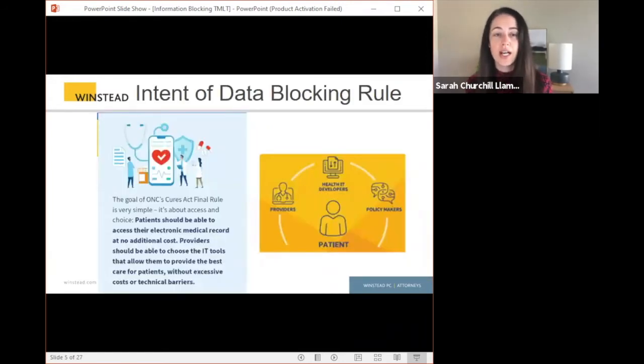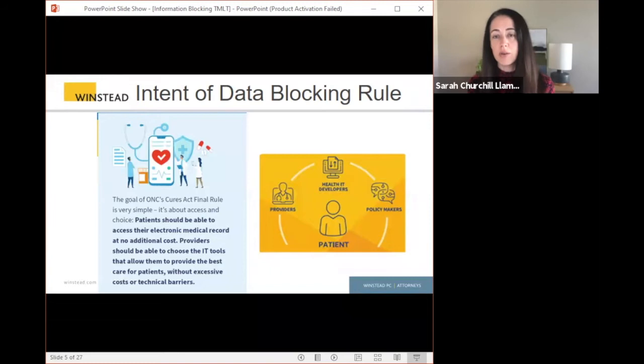So just to start out, what was the intent of the data blocking rule? I think, for years, we had rules under HIPAA that said that the patient needed to be able to have access to their records. And the ONC definitely came down with some pretty harsh penalties for those who did not make copies of medical records, kind of just easy requests. They would just ignore the patient's request.